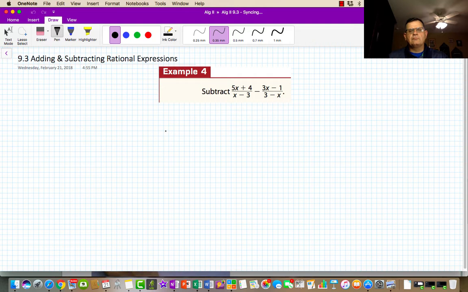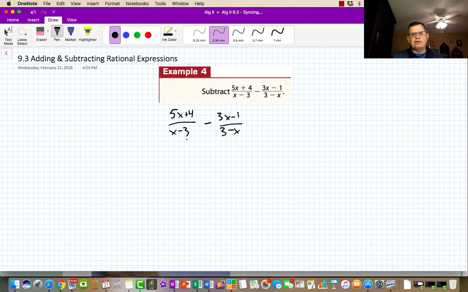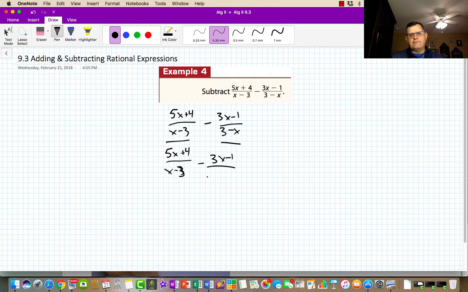Next example, now we're subtracting two rational expressions, but we do it the same way. Now you look at these and say these are almost the same, but notice that every term here is the negative of every term there. So that says I can factor a minus 1 out. Let me factor it out of this guy. So this stays the same. I factor a minus out, and this becomes x minus 3.